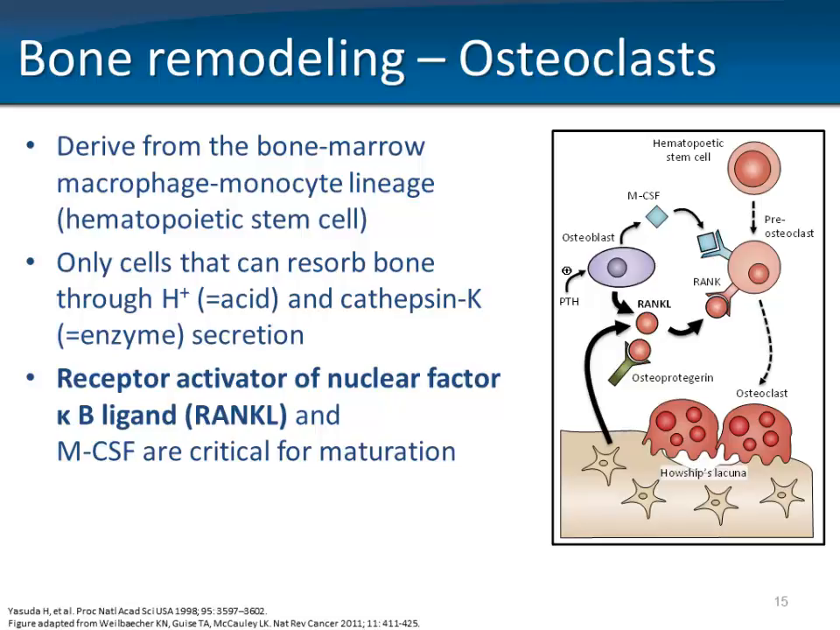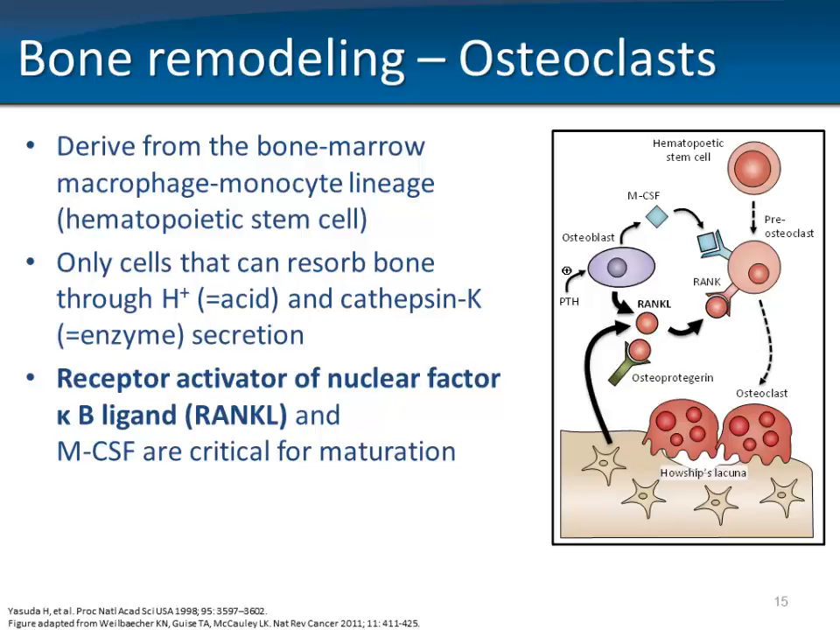RANKL was known as osteoclast differentiation factor and probably 12 other names, but RANKL, when it was first discovered and described, was the name that stuck. So basically what happens if you have a hematopoietic stem cell and you culture it with macrophage CSF, colony stimulating factor, and RANKL, what you see is that you can drive these cells into an osteoclast lineage.